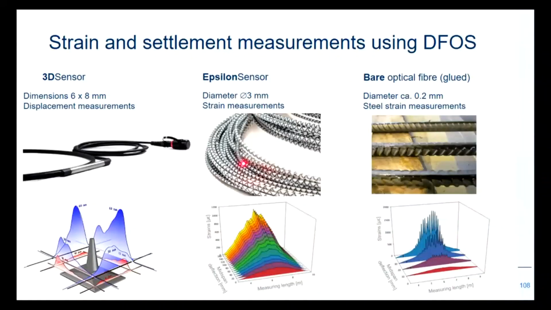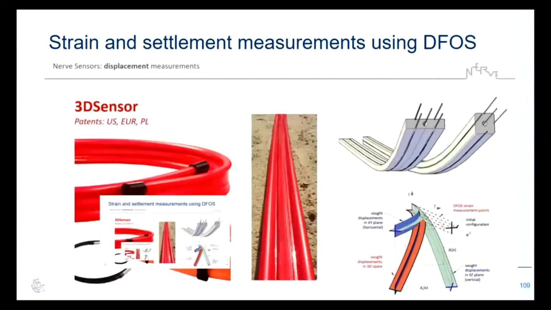The second one is an epsilon sensor that measures the strain in the soil. It's just put in the soil, and you see an optic fiber like this. From this, they can determine the strain in the soil. And the last one, we glued optic fibers on the steel reinforcement, and that gives the strains in the steel reinforcement. This is the same system in the field, X, Y, Z.